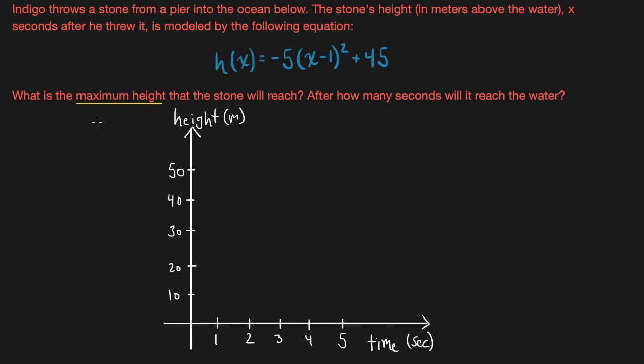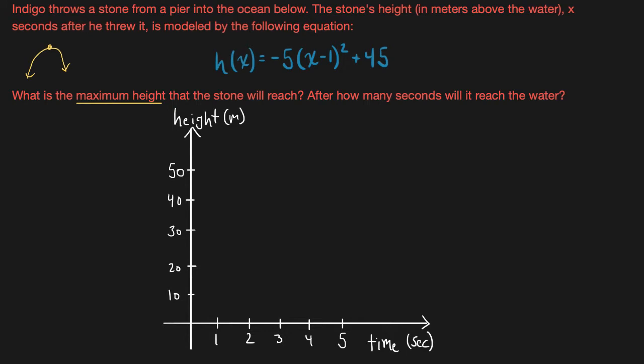Now remember, the maximum height for a parabola that is opening down, in other words, a parabola that looks like this, is going to be the vertex. And so we just need to find the vertex, and that will tell us the maximum height that the stone reaches. Now the handy thing about this equation is that it's already in vertex form. And so if we know how to interpret a quadratic in vertex form, then we will be able to determine the maximum height that the stone reaches.